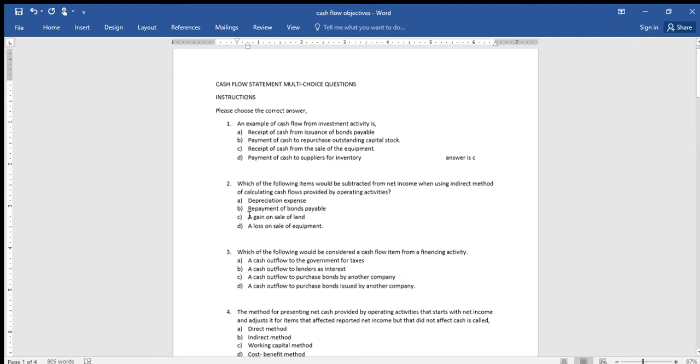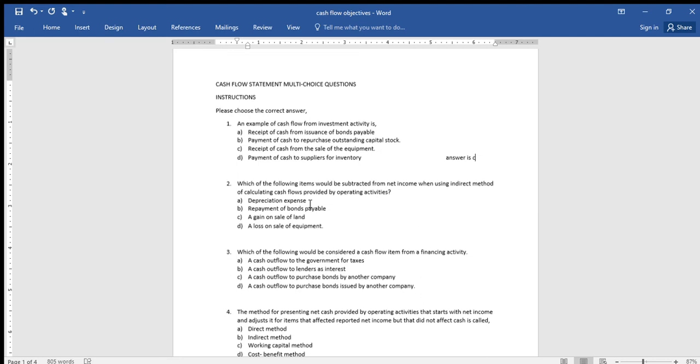A. Depreciation expense. No. Depreciation expense is always added back to the net income because in the income statement it was treated as an expense, yet in actual sense it's not a cash expense. So we always add it back. Then B, repayments of bonds payable. I think it's a financing activity.